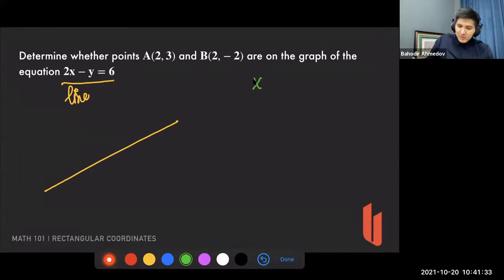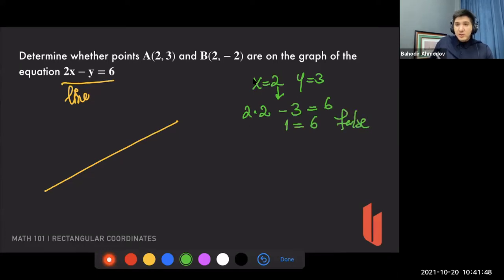So x is equal to 2, y is equal to 3. You just need to substitute into the equation. It's going to be 2 times 2 minus 3 is equal to 6. On the left-hand side, I've got 1. On the right-hand side, 6, which is false. So that is why this point A with the coordinates (2, 3) is not on the line.